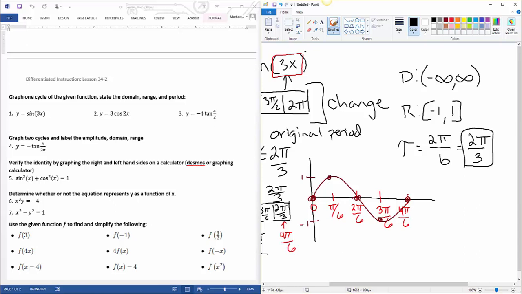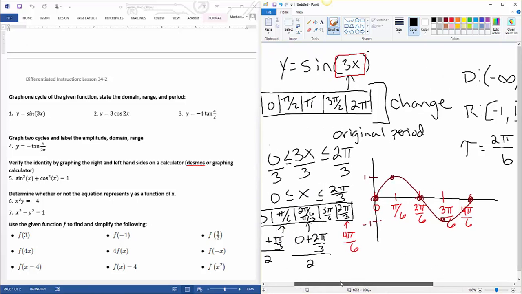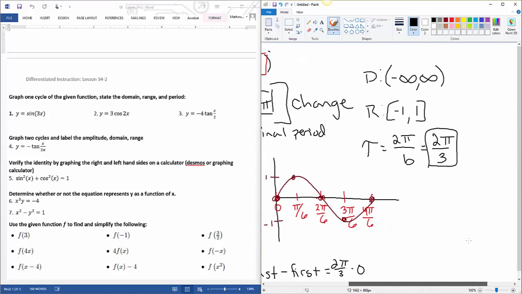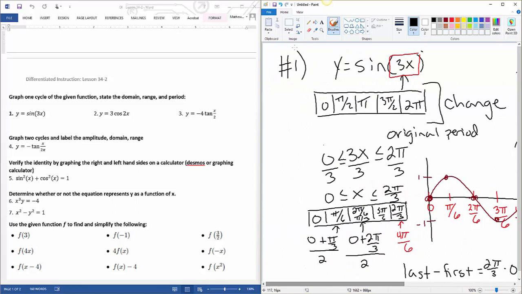Now to also find the period, I could also say in this value box, it's the last value minus the first. So in this instance, it's going to be 2 pi thirds minus 0. Well, 2 pi thirds minus 0 is also 2 pi thirds. So those are the two ways that we can find the period there. Next one.